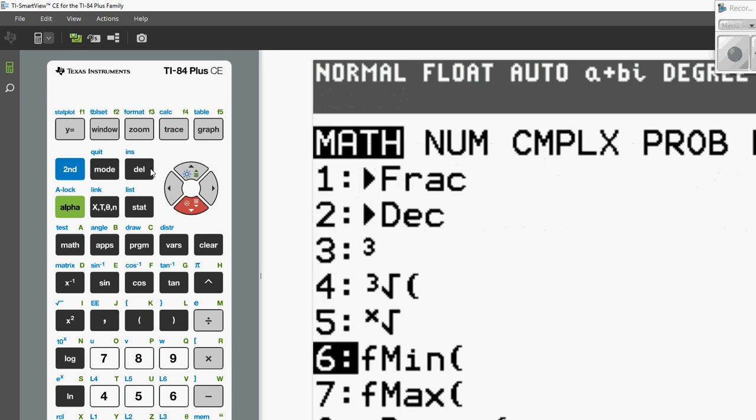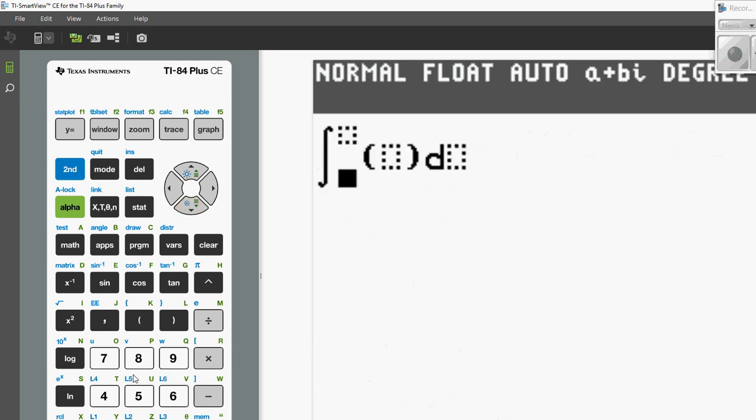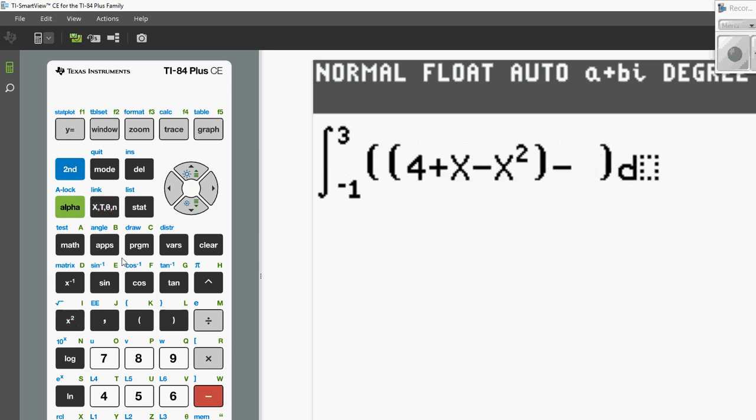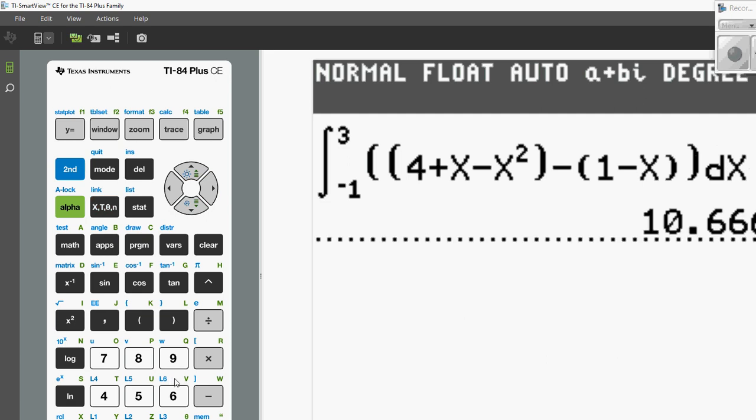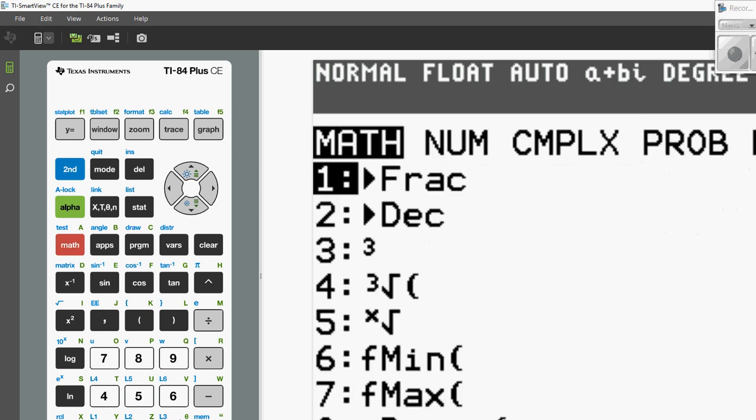Math function integrator, -1 to 3. And then we have parenthesis 4 plus x minus x squared, parenthesis minus, parenthesis 1 minus x, parenthesis dx, and you get your answer, 10.66. Now we can convert that into a fraction. If we want to write a fraction, 32/3.